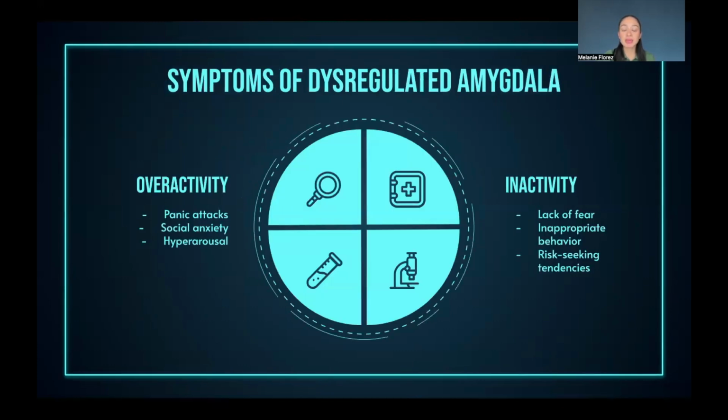Symptoms vary based on the type of dysregulation. For example, an overactive amygdala might cause hypervigilance, social withdrawal, irrational fears, and panic attacks, while an inactive amygdala might result in lack of fear, poor social awareness, impulsivity, or flat affect. These symptoms are visible in real life behavior and often indicate deeper neurological conditions.